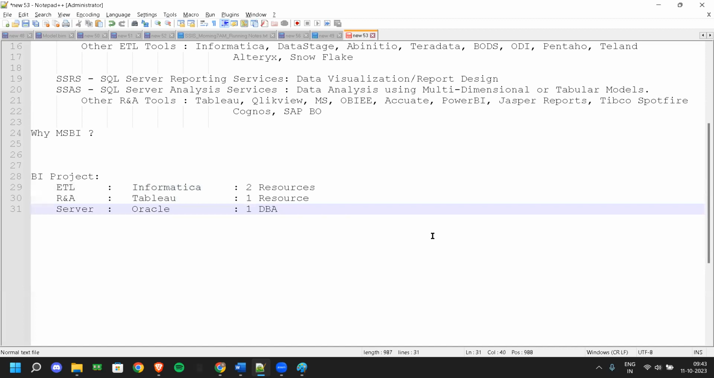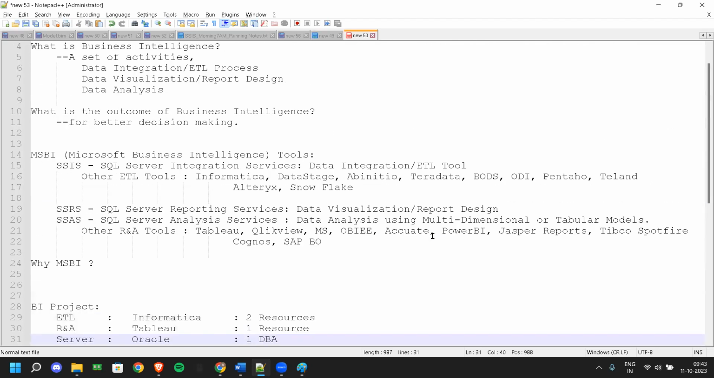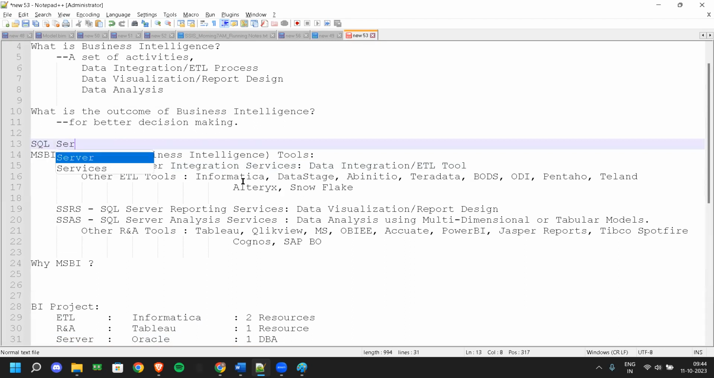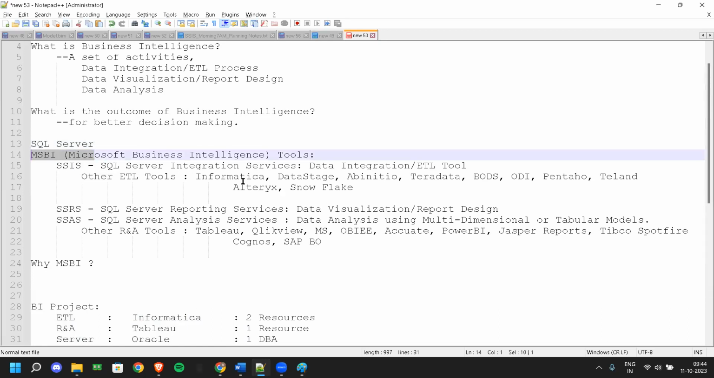But now my friend came into the picture and told me, hey, why don't you go for MSBI? What is that MSBI? MSBI is a built-in component of SQL Server. SS stands for SQL Server. MSBI is free of cost with SQL Server. When you purchase SQL Server, MSBI is free of cost. You don't need to purchase it as a separate component.